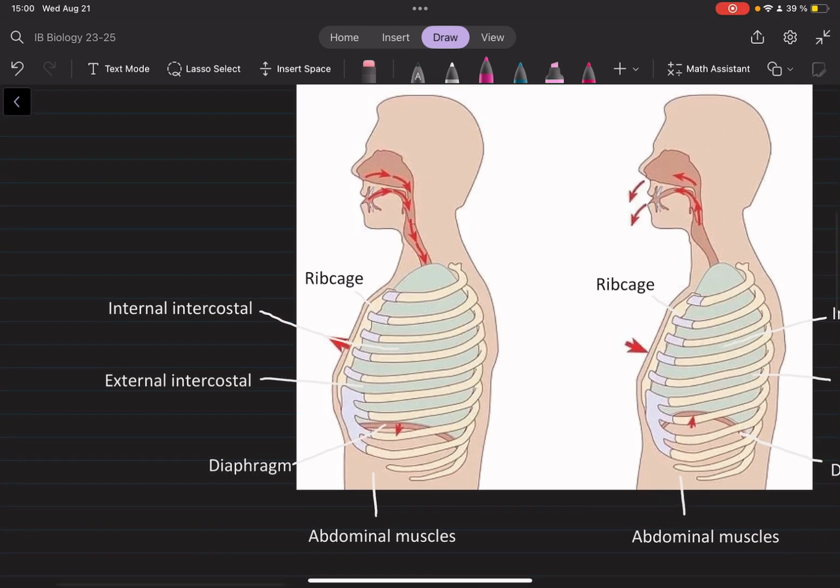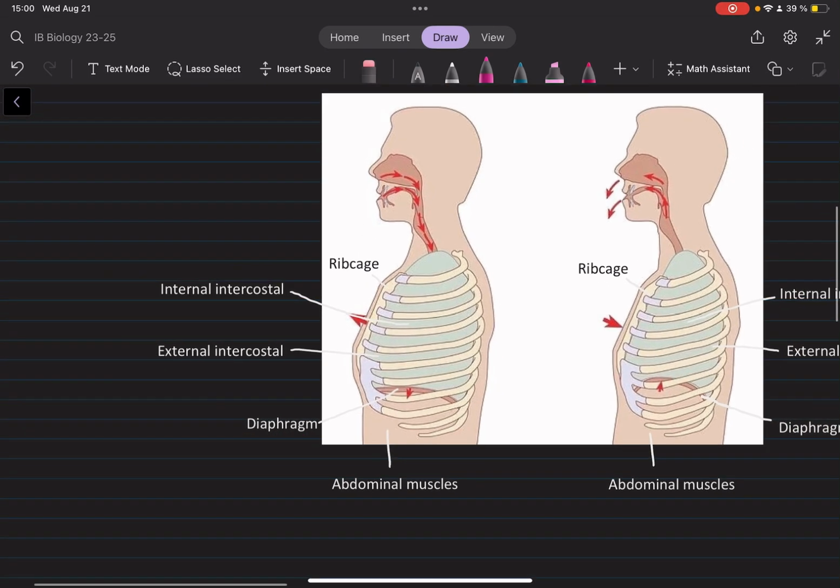So, what happens when you inhale? When you inhale, your internal intercostal muscles relax. Your external ones contract. Your diaphragm contracts. And your abdominal muscles relax.